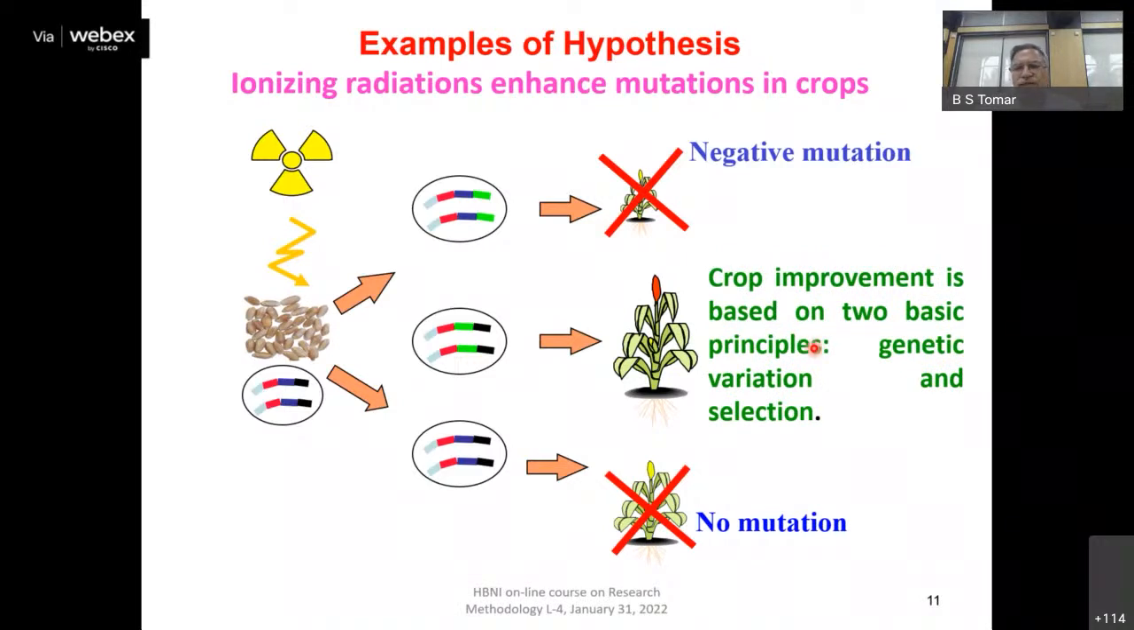So crop improvement is based on two basic principles: genetic variation and selection. The radiation causes genetic changes, and then you select the ones which have the proper traits and multiply them.